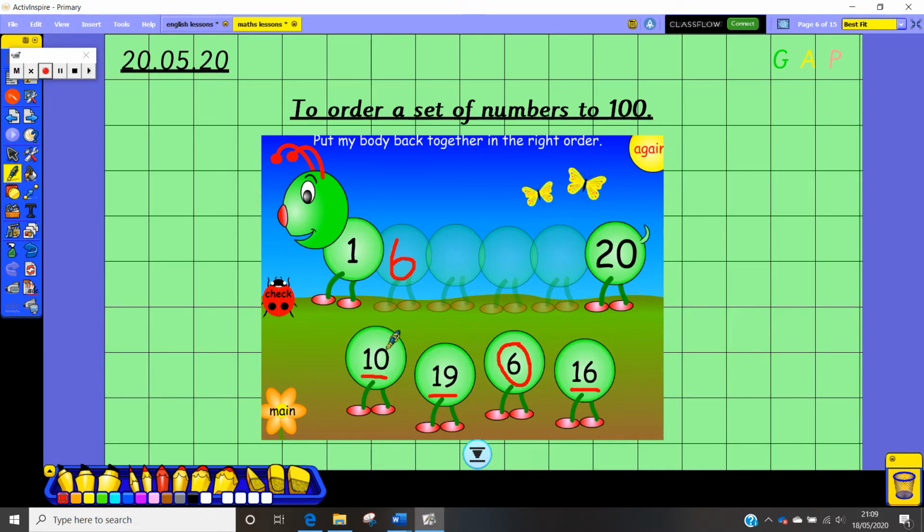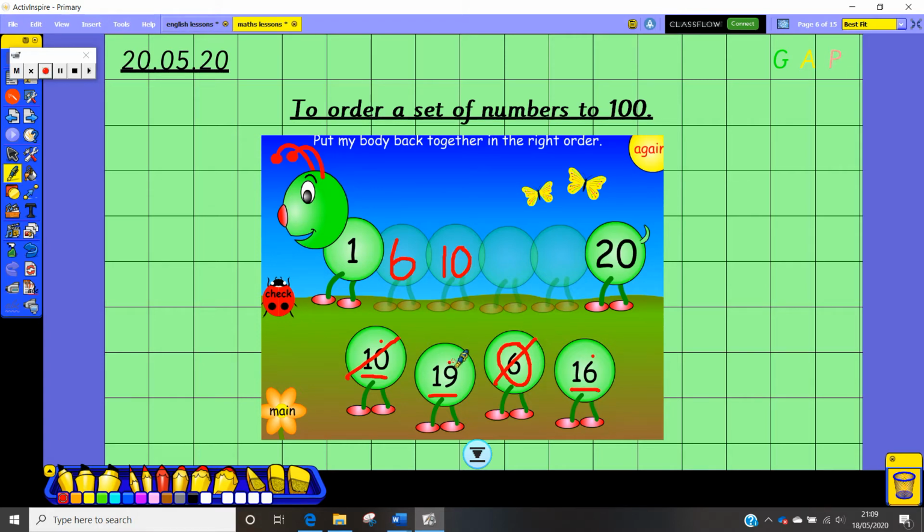Okay, then I need to look at the next largest number. So I know here we've got 110, here we've got 110, and here we've got 110. So we need to look at the units column this time. So we've got 0 units, 9 units, and 6 units. So I know that 0 is the smallest of those numbers. So my next number along in my caterpillar is the number 10. Then I've done number 10, so let's cross it off like we normally do, so it makes it a little bit easier and we don't even have to look at it again.